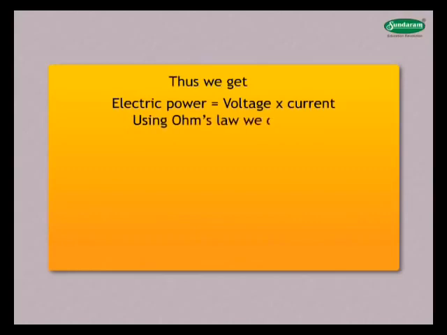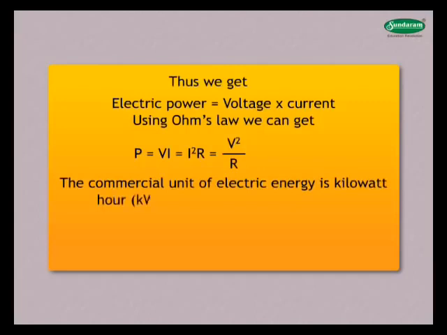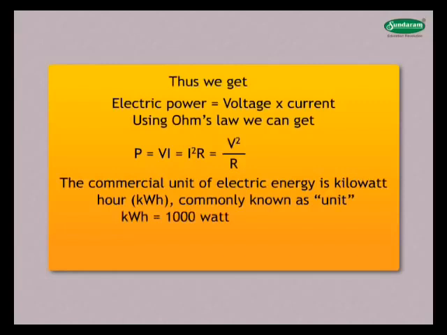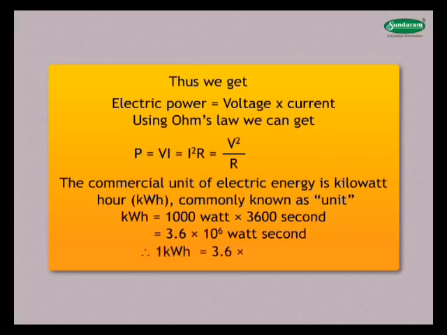Using Ohm's law, we can get P = VI = I²R = V²/R. The commercial unit of electric energy is kilowatt hour, commonly known as unit. Kilowatt hour is equal to 1000 watt into 3600 second, which is 3.6 × 10⁶ watt second. Therefore, 1 kilowatt hour is equal to 3.6 × 10⁶ joule.